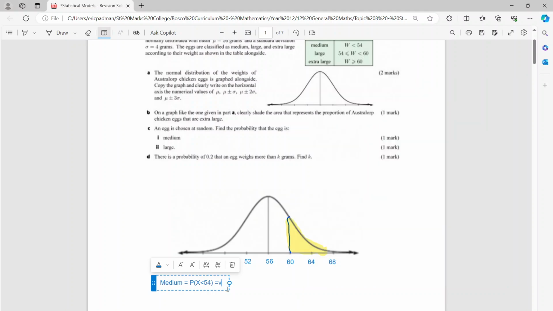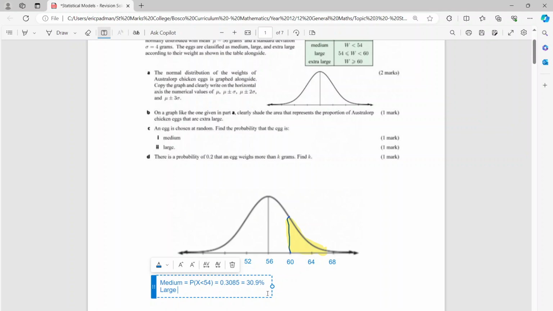So we're going to put that in. 0.3085. So I'm going to round it off to 30.9%. You can write it as a probability or as a percentage. That'd be fine. Let's do large.